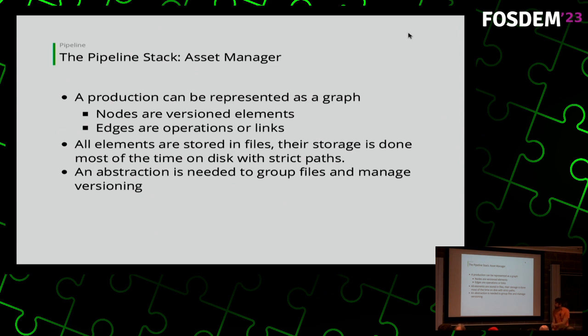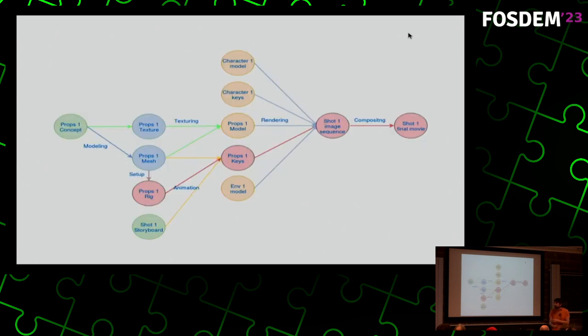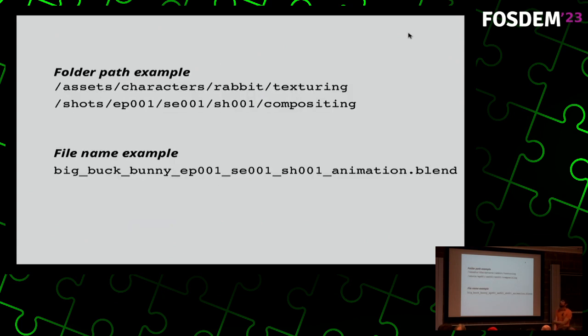And of course, every element is stored on the file system. Object storage could be used, but in reality, I've never seen any studio using object storage. So everything is saved on a shared file system. But still, it can quickly get messy, so an abstraction is needed to manage all these files. So here is an example of a graph. I go fast because I thought that I had 25 minutes to do the presentation. I only have 20, so I'm going to go a little bit faster.